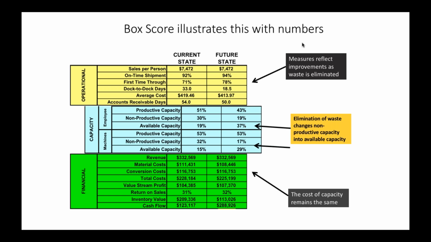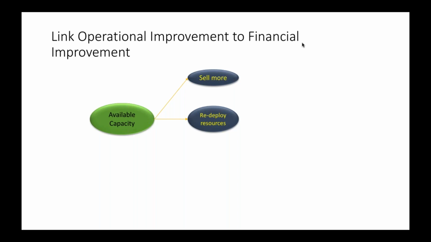The real question about when we do the financial analysis is, what's the financial impact? That's what everybody wants to know. And really, the financial impact of improvement is related to how you use the available capacity. And there's really three things you can do with available capacity. You can sell more products and services. You can redeploy resources and move them from one value stream to another. You can also eliminate resources. For example, get rid of a machine.